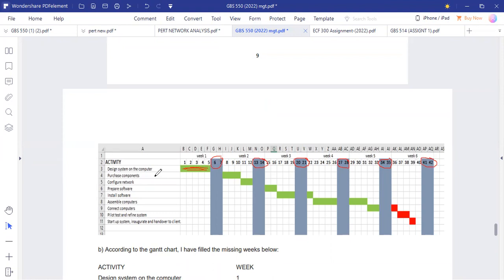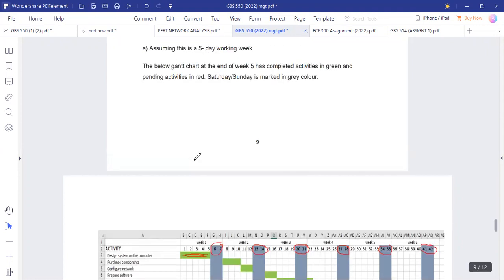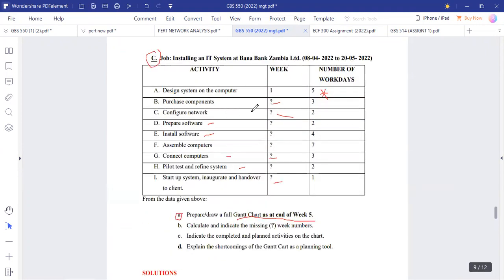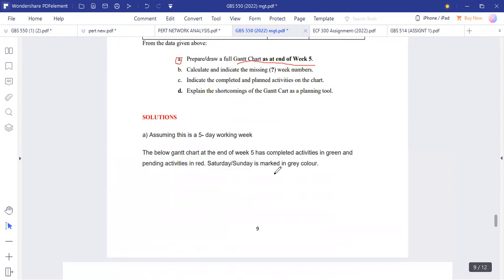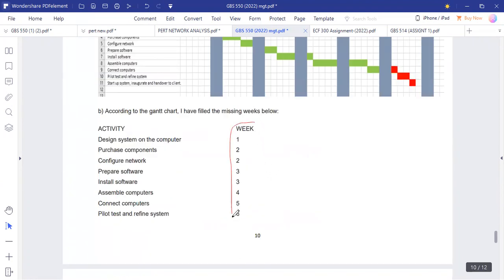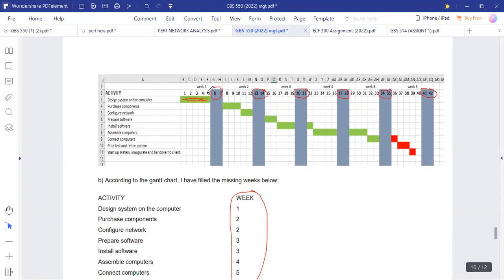Now, after we have designed the system on the computer, that's when the purchase of components can be done. So this is in week 1, and this will be done in week 2. So this is where this one came from. In week 2, this is where we have these weeks. Purchase of components can only be done in week 2. On Saturday and Sunday, we are not doing anything. The blue columns here represent Saturday and Sunday, so we're not doing anything there.